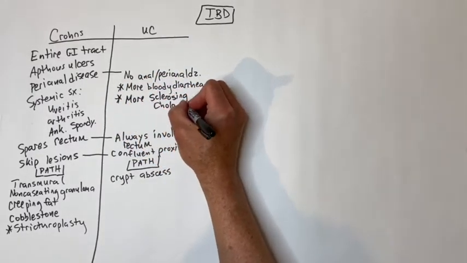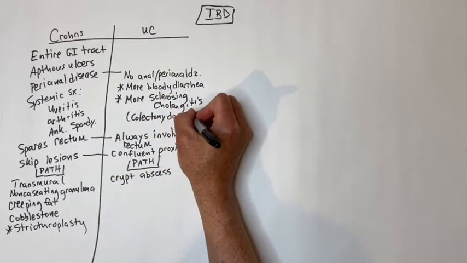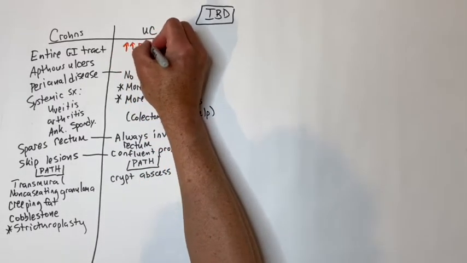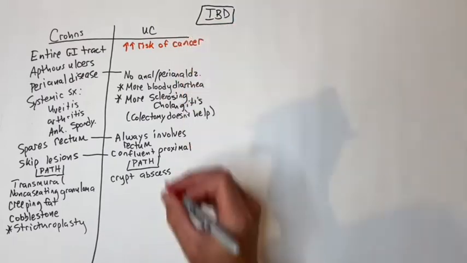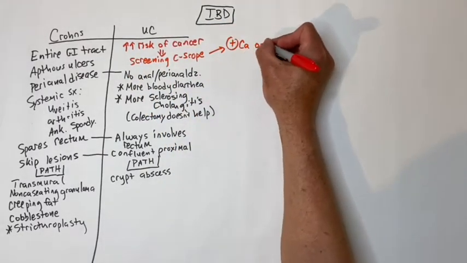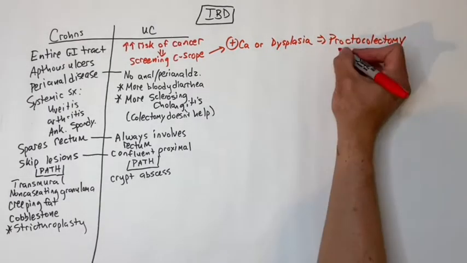Ulcerative colitis is more linked to sclerosing cholangitis. Sclerosing cholangitis does not get better even after the colon is removed. Ulcerative colitis can lead to a higher risk of colon cancer. You should screen with colonoscopy annually after 10 years of disease and do a total proctocolectomy if any high-grade dysplasia or cancer is found on screening.